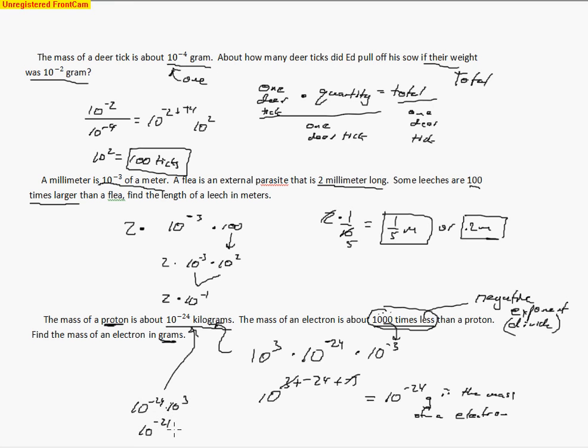So this is the grams of a proton, and the electron is 1,000 times less. You can see how dividing makes this one actually bigger because of the negative exponents; the one closer to 0 ends up being the larger one. So those are the types of problems that we're going to see on tonight's assignment. Good luck.